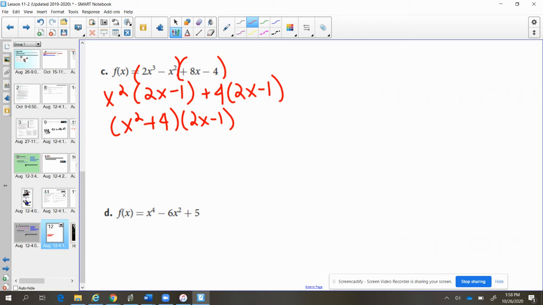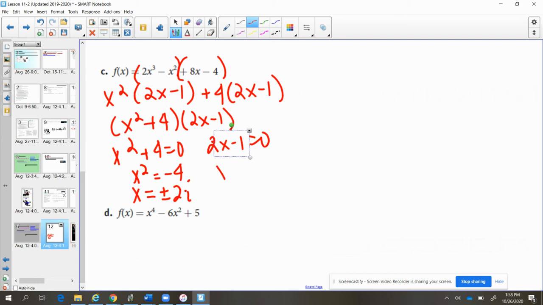And as we set each piece equal to 0, we're going to get, again, a complex 0 situation where we end up with x being positive or negative 2i. And then over here, when we set 2x minus 1 equal to 0, x is going to be 1/2, right? And that's, again, showing 3 total zeros, which is good news for us. So when it asks you for your zeros, you can list your 3. So you have zeros at positive 2i, negative 2i, and positive 1/2.